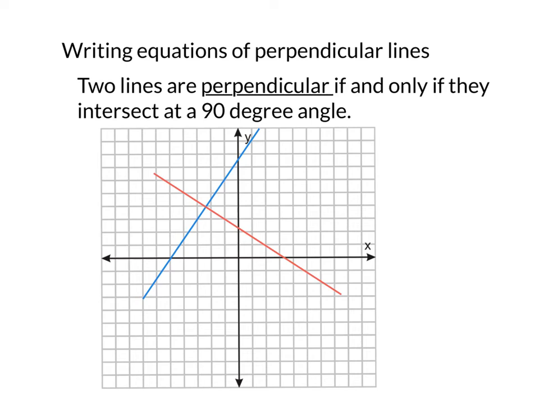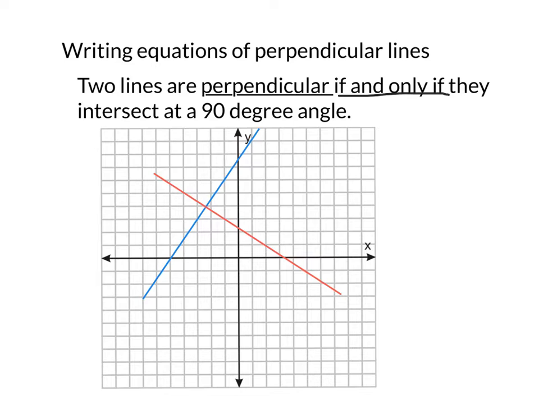All right, so we're looking at writing equations of perpendicular lines now. We had just looked at parallel lines. Two lines are perpendicular if and only if... Remember what that statement means? That statement means it goes back and forth, right? If they intersect at a 90-degree angle, then we know they're perpendicular. And if we know they're perpendicular, we know they intersect at a 90-degree angle.